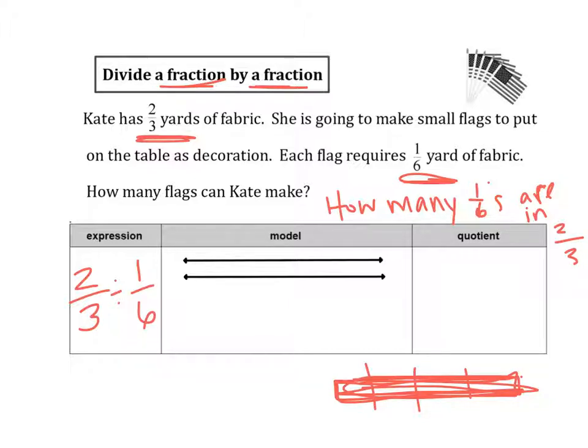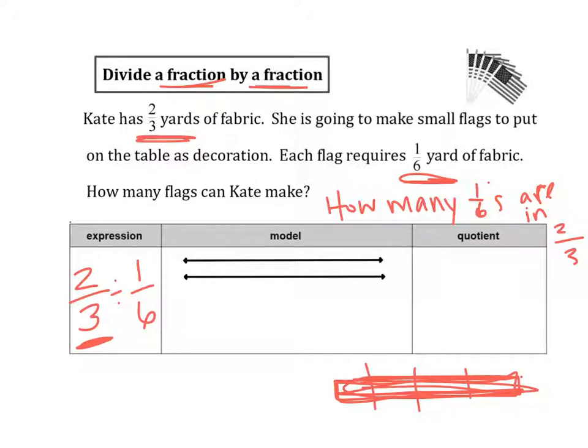Now, for this particular model, there's a couple ways that you could do it. I'm going to use a number line, actually a double number line. You could use a rectangle also, but sometimes it's nice to use number lines, and I think it makes a lot of sense here if you've got material stretched out and you're going to be cutting it into smaller parts. So for the model, we're going to start with the dividend of 2/3 again.